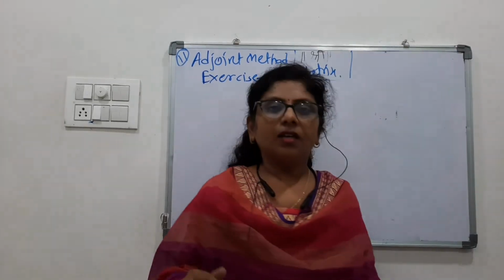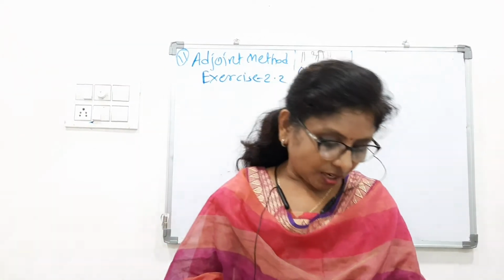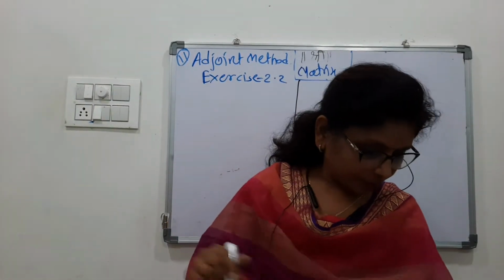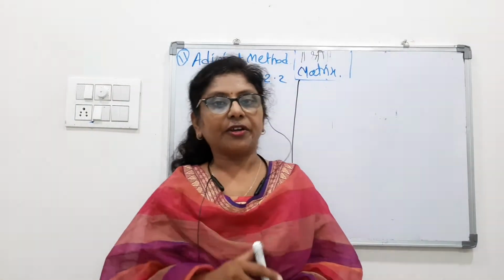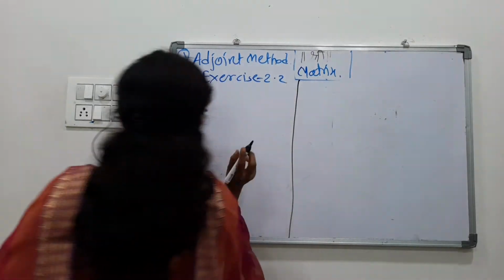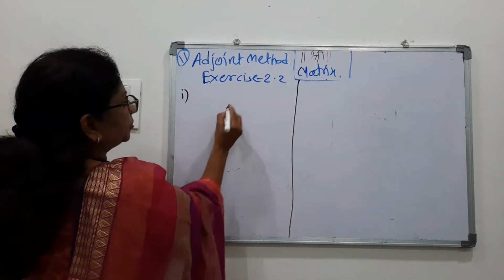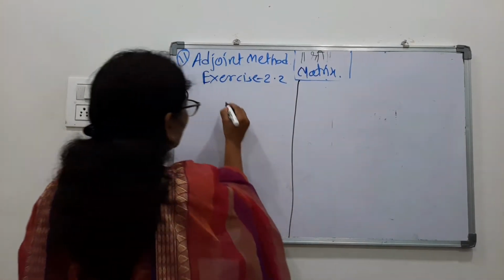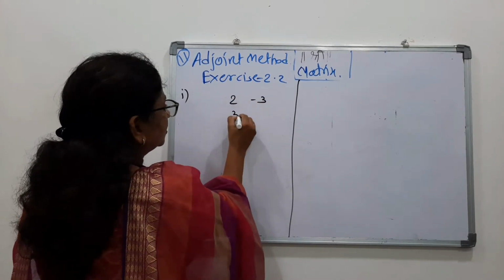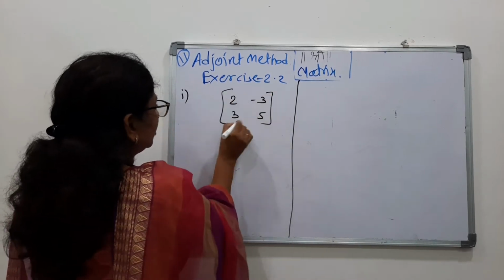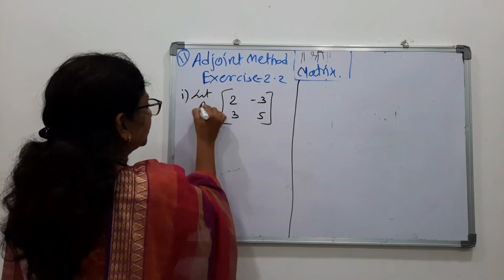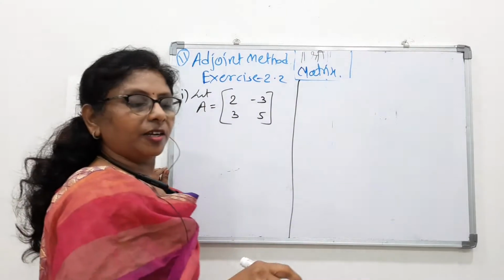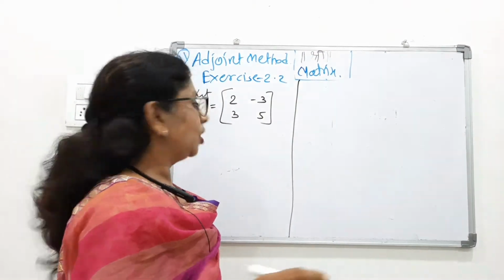Now come to the third example of 2.2. That is, find the adjoint of a matrix. So the first matrix is of order 2 by 2, that is given as 2, minus 3, 3, 5. So again we will denote this as capital A. So instead of finding minors here, again we will find cofactors directly.